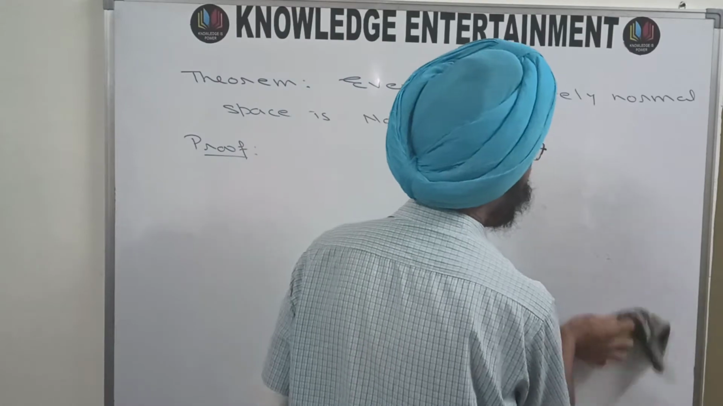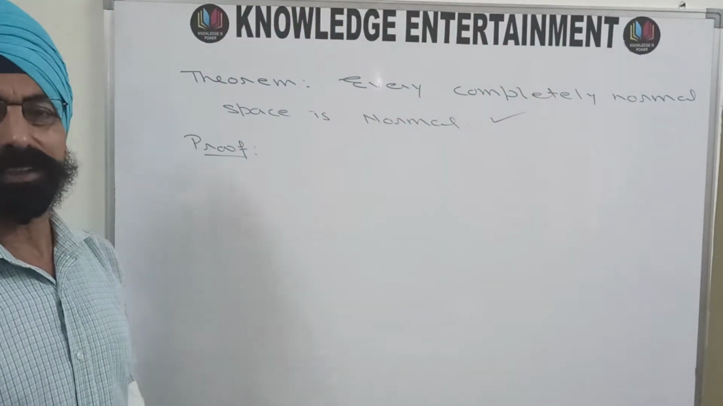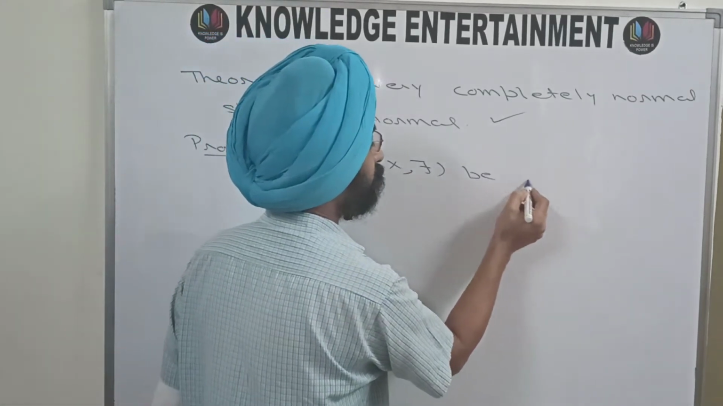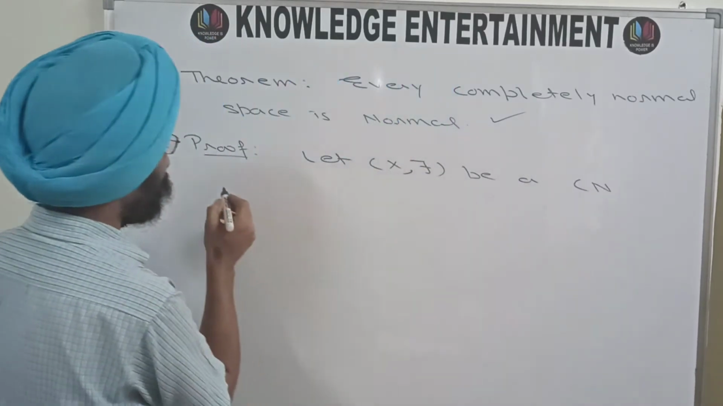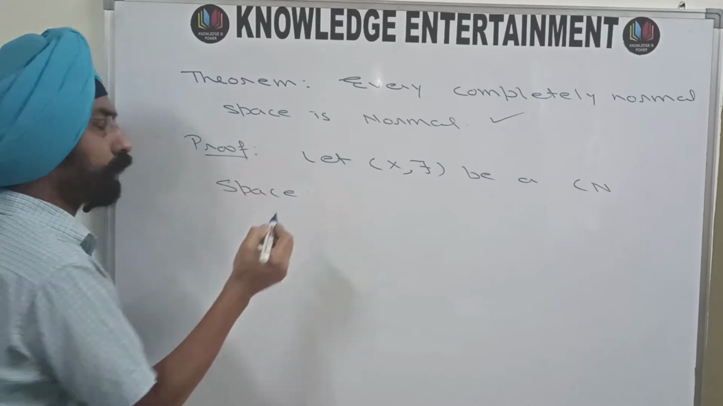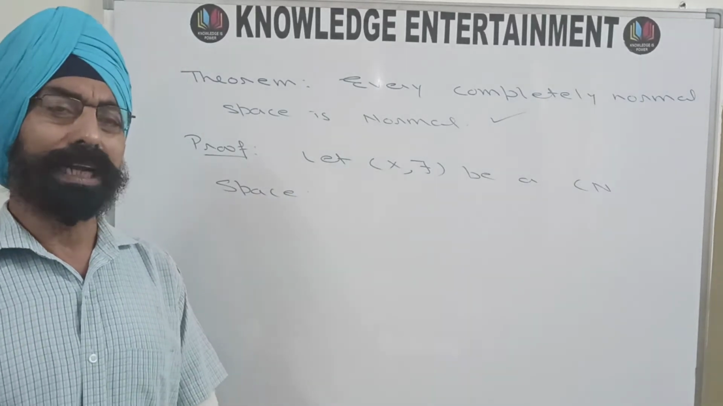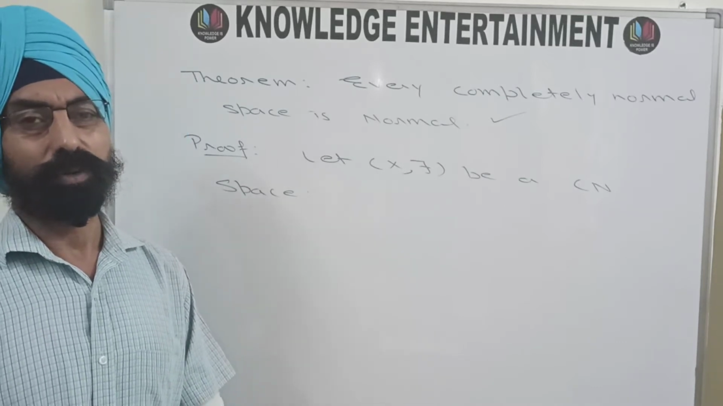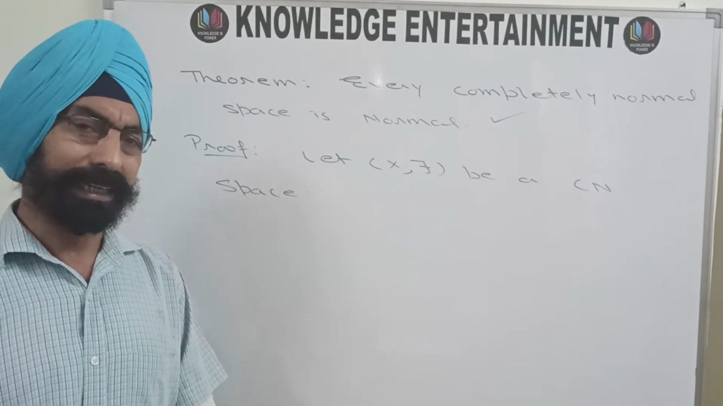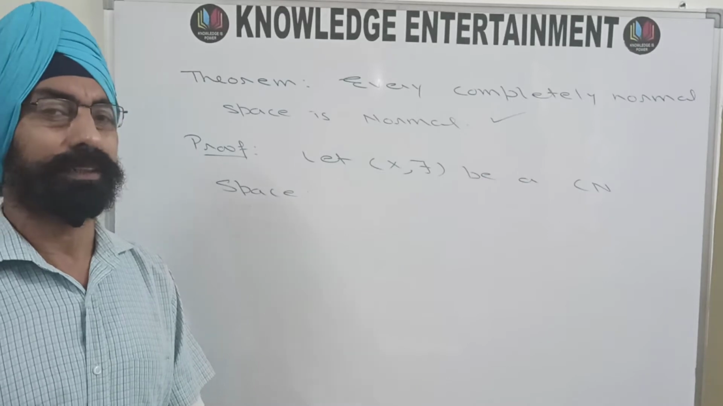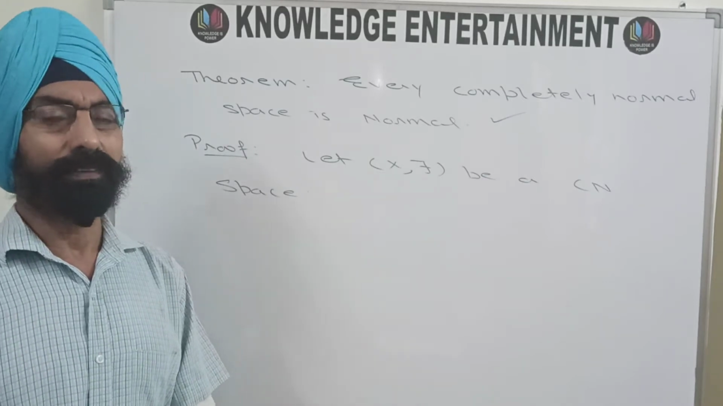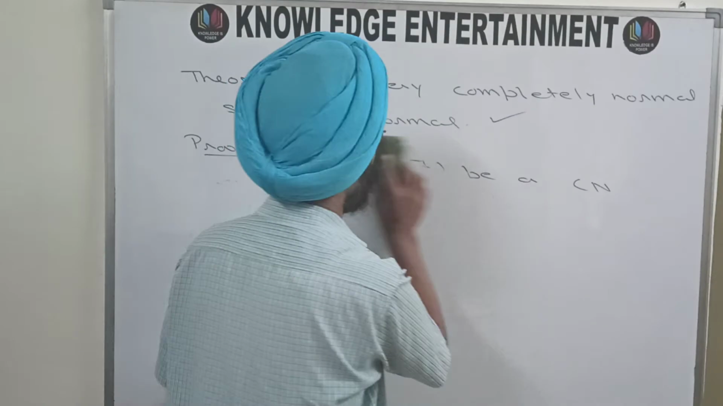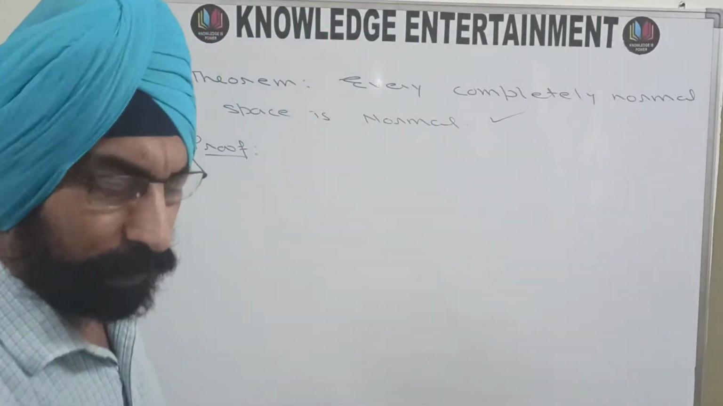So how to start the proof? We are given that the space is completely normal. So let (X, τ) be a completely normal space. We want to show that it is normal. And if we want to show that it is a normal space, from where do we have to start? We will have to take a pair of disjoint closed subsets of X, and we will find a pair of disjoint open sets containing them. So I'll start the theorem by taking a pair of disjoint closed subsets of X.